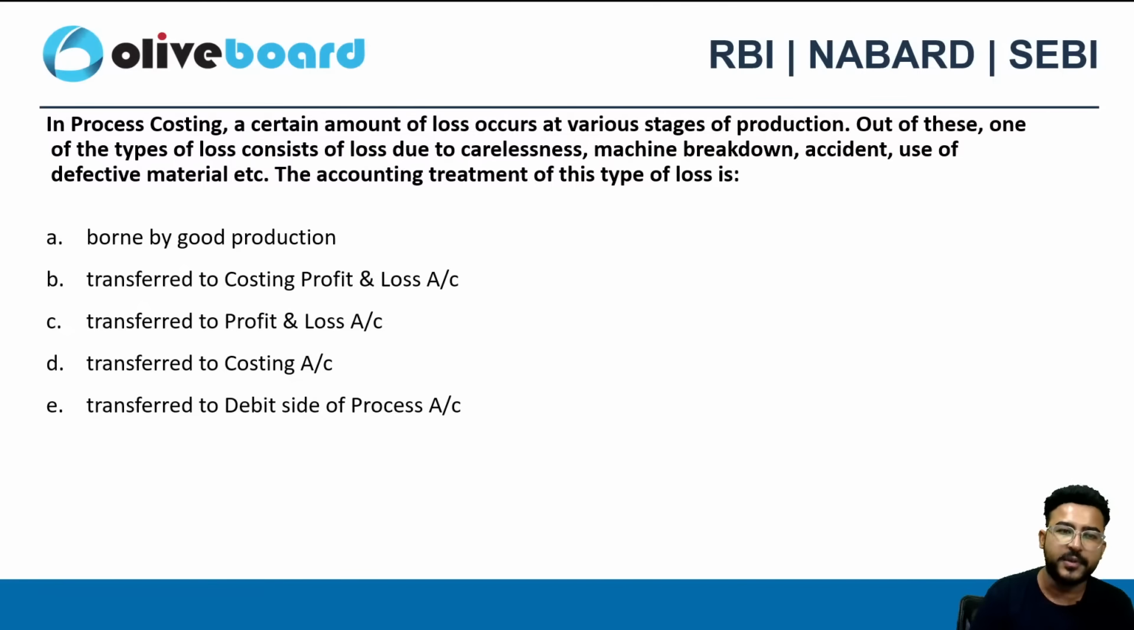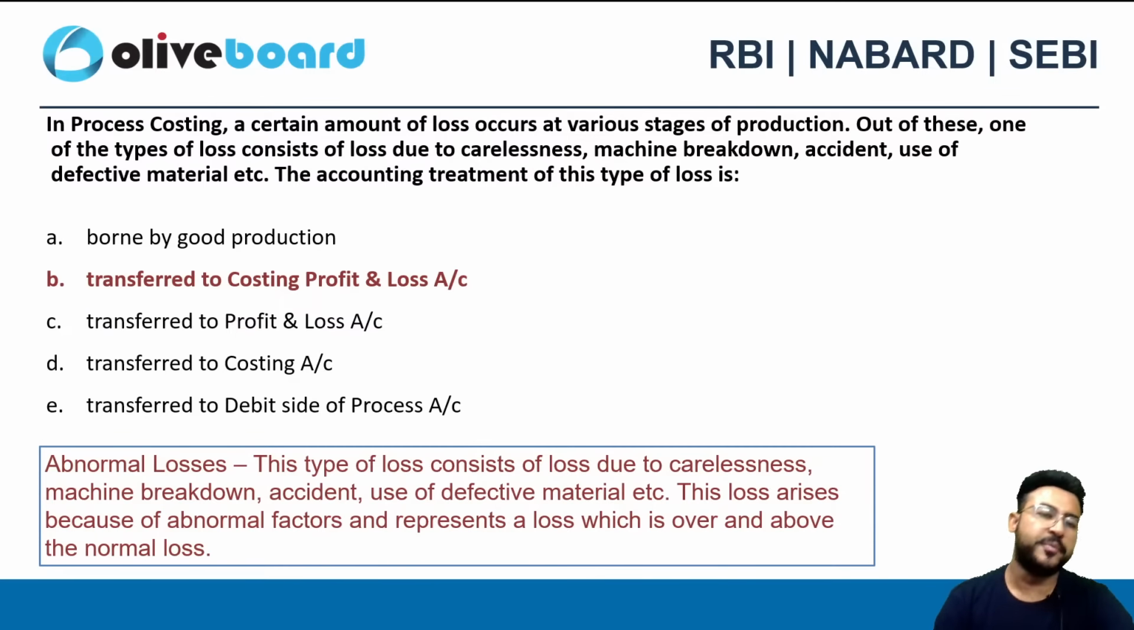Next one. In process accounting, a certain amount of loss occurs at various stages of production. Out of these, one type of loss consists of loss due to carelessness, machine breakdown, accident, use of defective material. What should be the accounting treatment of this kind of loss? This is due to carelessness. Transfer to costing P&L.